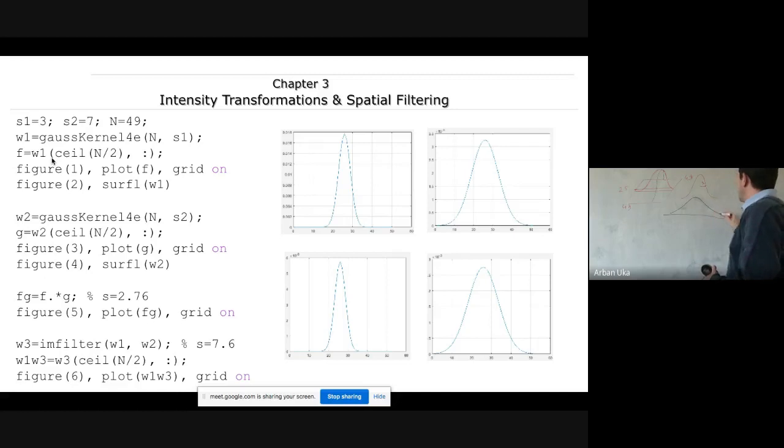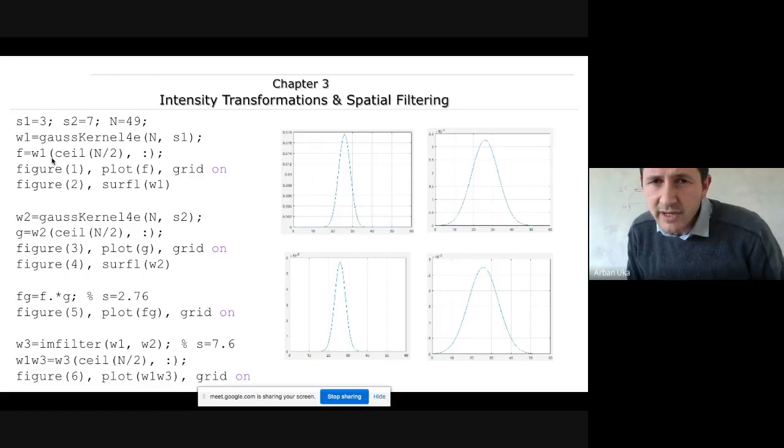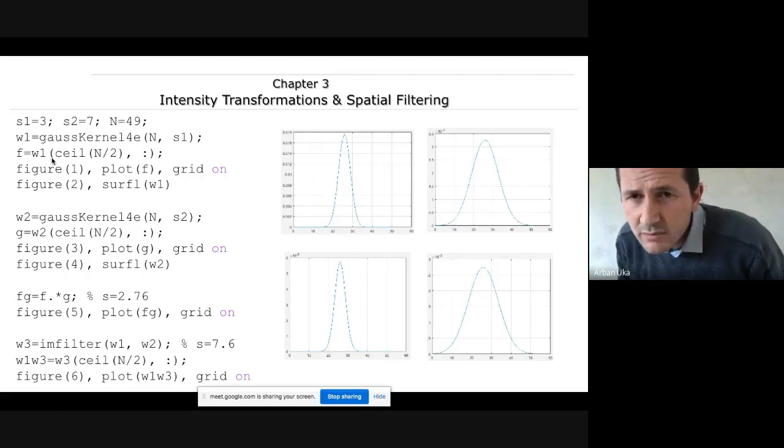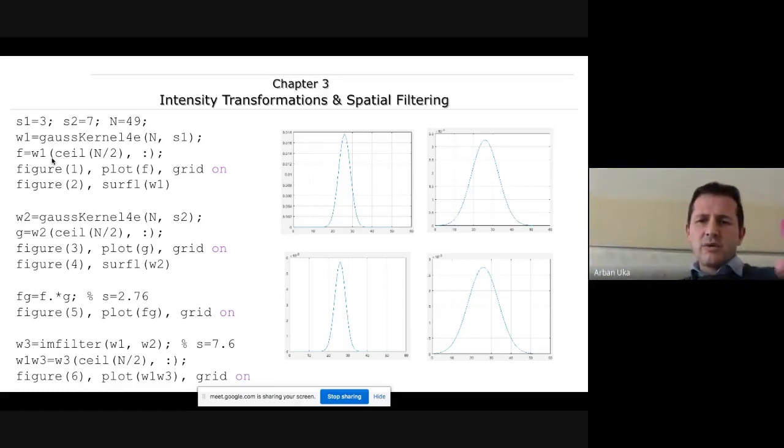And for the function with sigma 7, the amplitude is much lower, okay? Because it's much more spread out. If you look at the figures, the amplitude for sigma of f is about 0.018, but the other one is 10 to the power minus 5 or 10 to the power minus 3. Then we multiply these two functions and plot how they look.